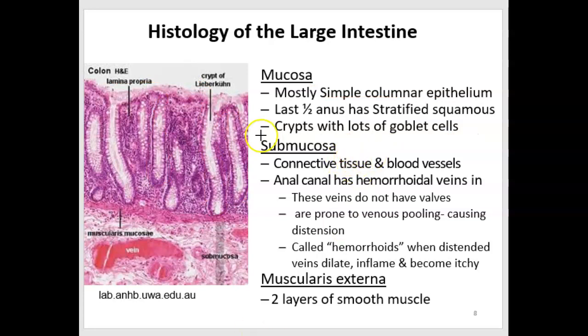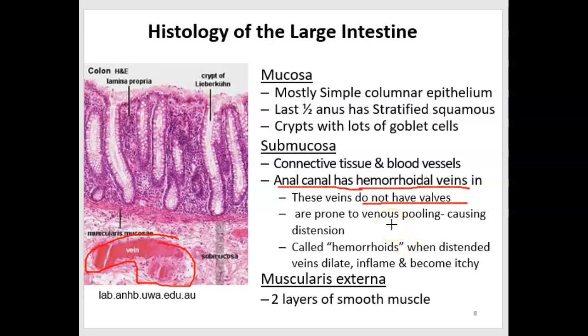Below the mucosa, oh, I forgot to mention, sorry. In the anus, we have stratified squamous epithelium instead of simple columnar epithelium. Now in the submucosa, there are blood vessels running in connective tissue. And when we get to the anus, there are some veins that we're going to look at called hemorrhoidal veins. And all of the veins that are in the hemorrhoid or anal region, the hemorrhoidal veins, don't have valves. And so they're prone to venous pooling and cause kind of distension of the vein.